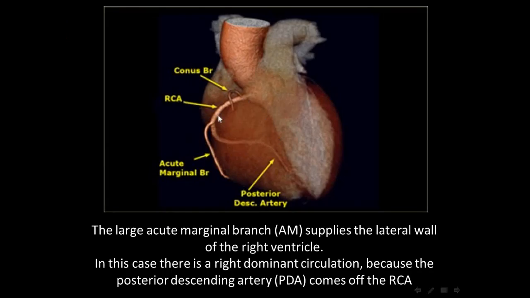This is the right coronary artery. This is the conus branch, which is the first branch, going inside and supplying the outflow of the right ventricle. This is the acute marginal branch, and this is the posterior descending. So this is a case of right dominant circulation.